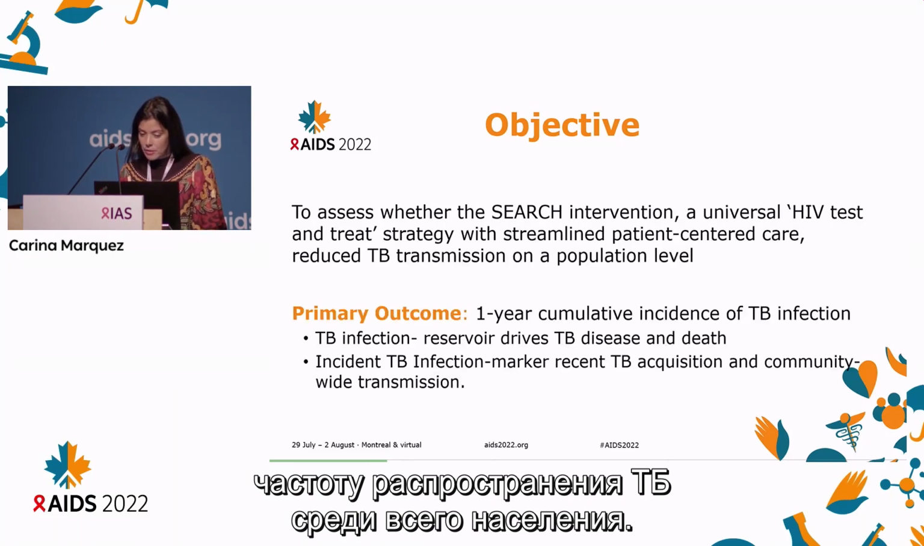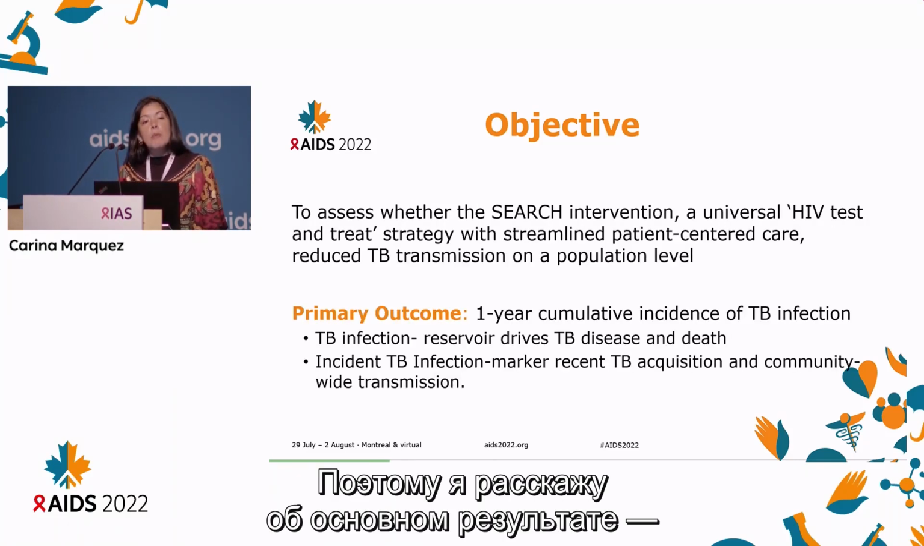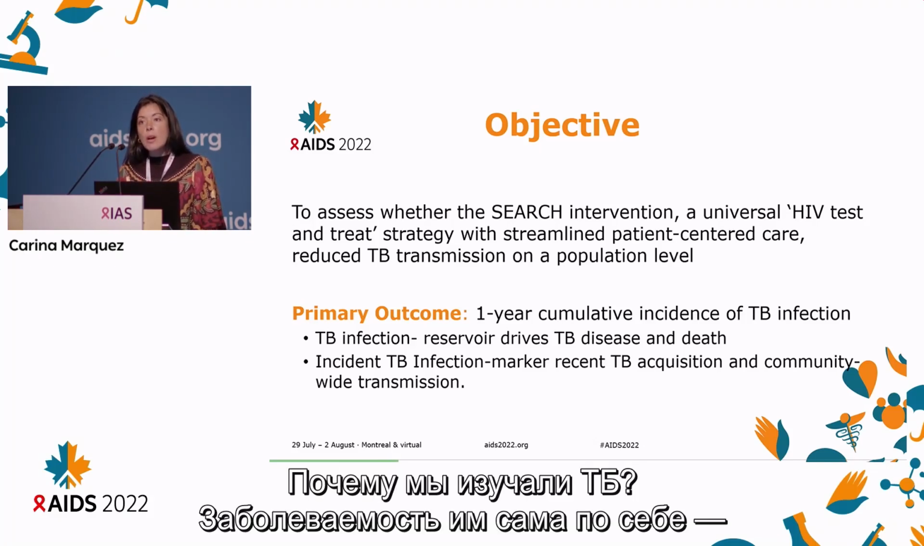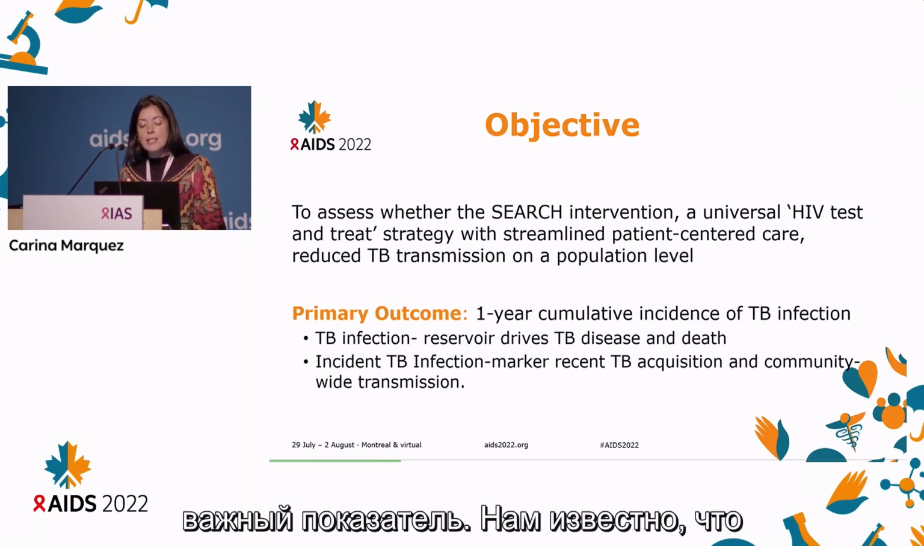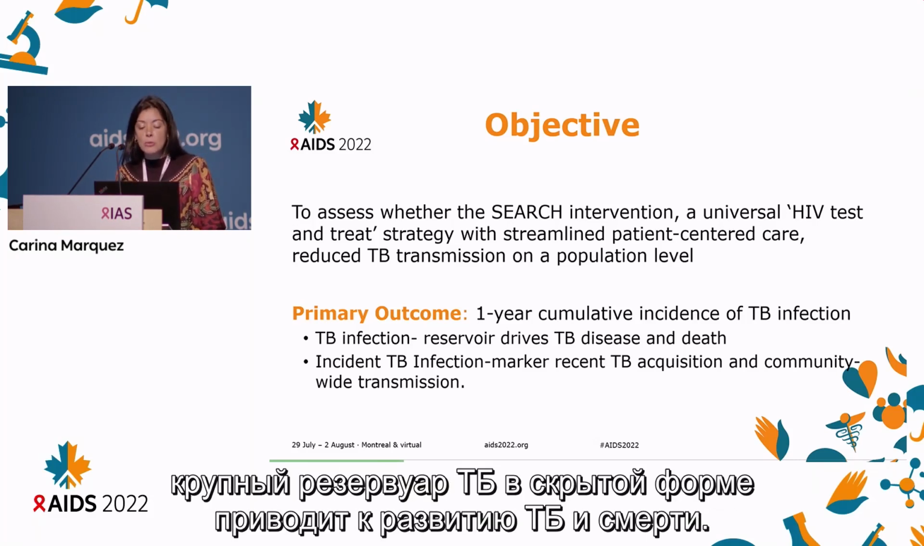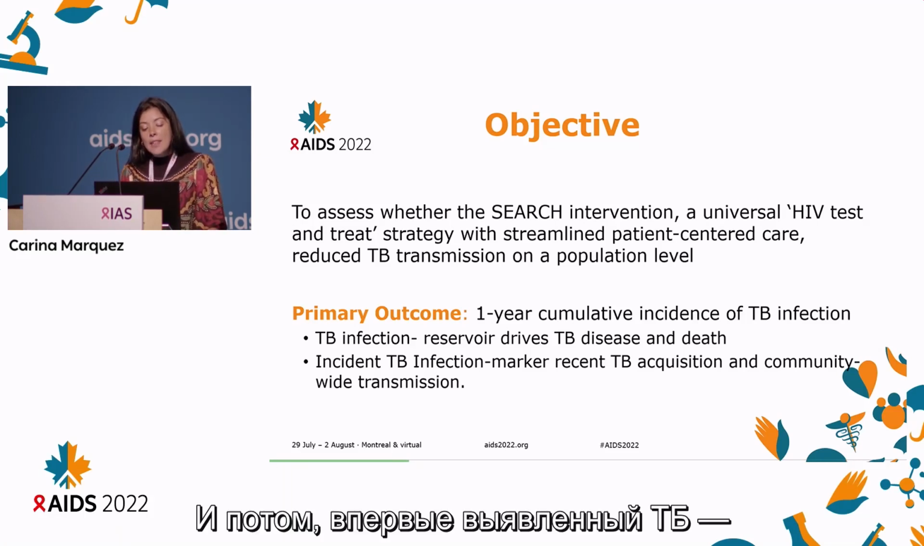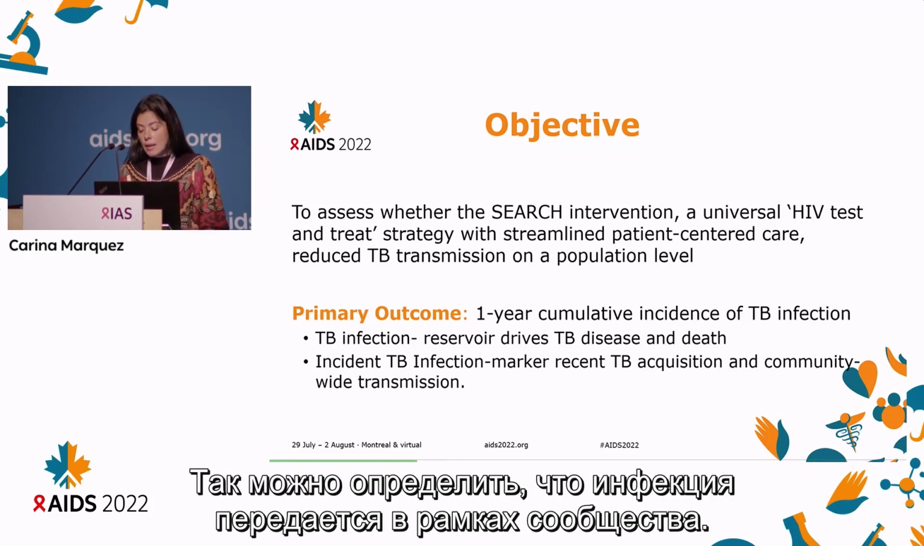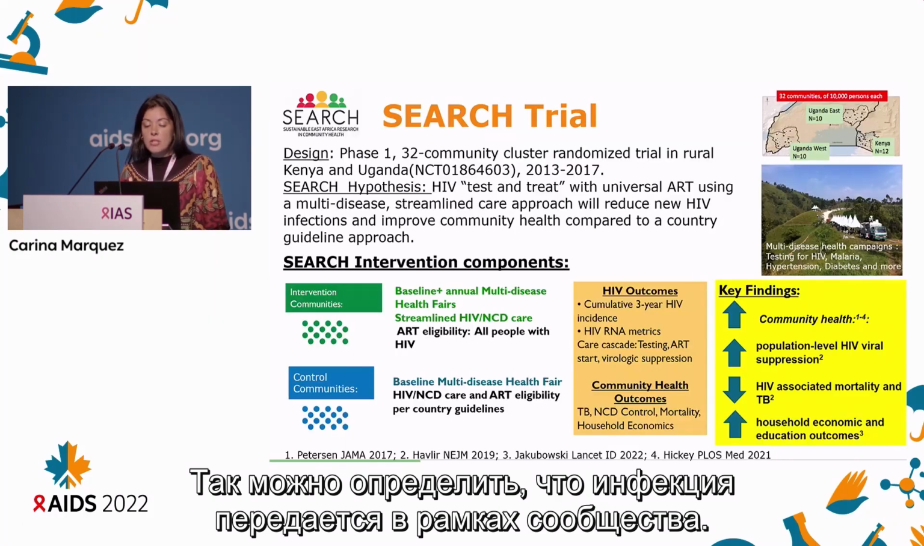So let me talk about our primary outcome, which was 1 year cumulative incidence of TB infection. Why did we look at TB infection? Well, in and of itself it is an important outcome. We know a large reservoir of latent TB infection drives TB disease and death. And then incident TB infection is a marker of recent TB acquisition and can mark community-wide transmission.